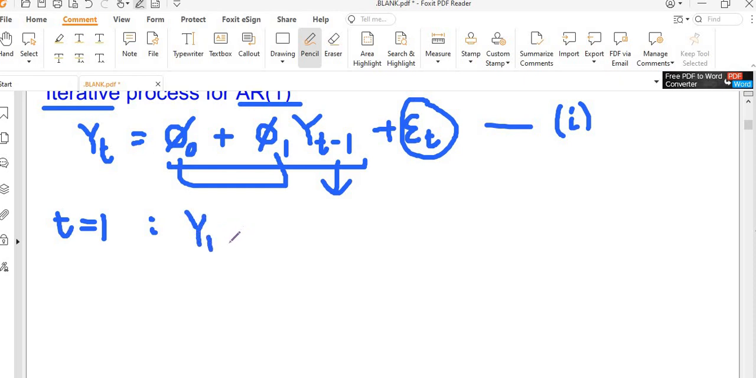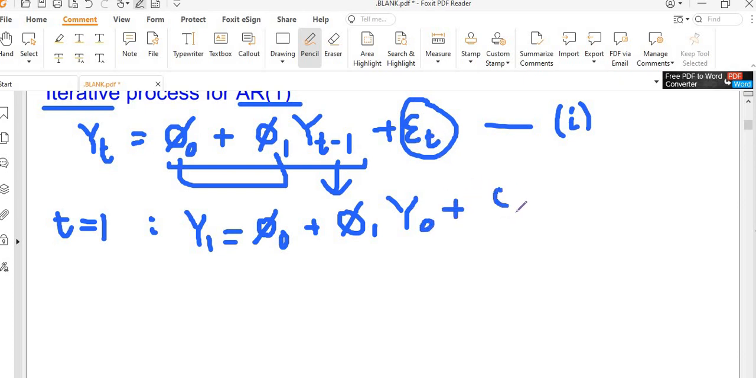What does that give me? If I have t equal to 1, then this t becomes 1. So we have y1 equal to phi naught, because there's no t involved. I keep saying that this is a time independent constant, so even in period 1 there will be a phi naught component. Then you have phi 1, again time independent, you don't see any t here. Then yt minus 1, so it's actually y1 minus 1, because I put t equal to 1 here. Now 1 minus 1 is 0, so we can simply put y0 here, plus epsilon t.